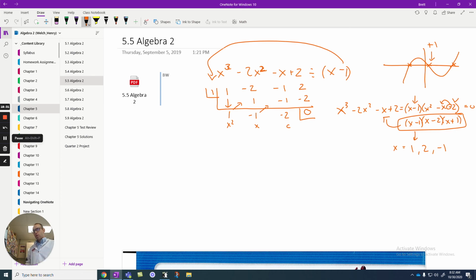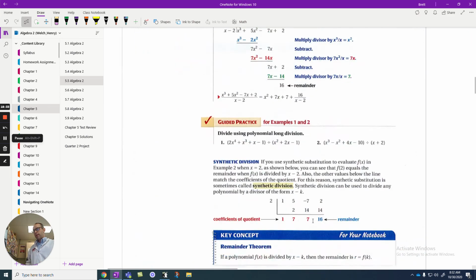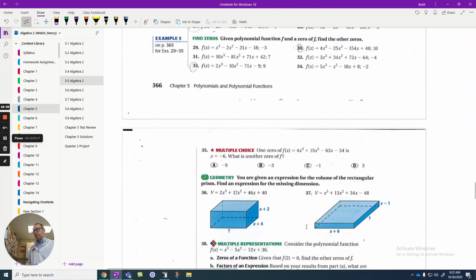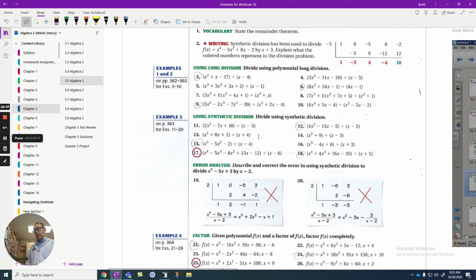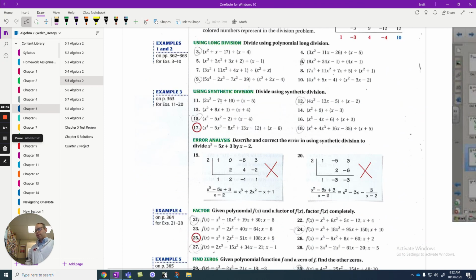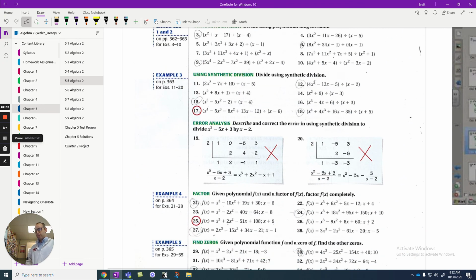As you go through your homework, let me run you through it real quick here in 5.5. Sorry, I know the video is long. First you're going to do long division, where you try that really nasty looking long division. Then synthetic division, where we divide. You're still going to have remainders here. That's not going to go to 0.